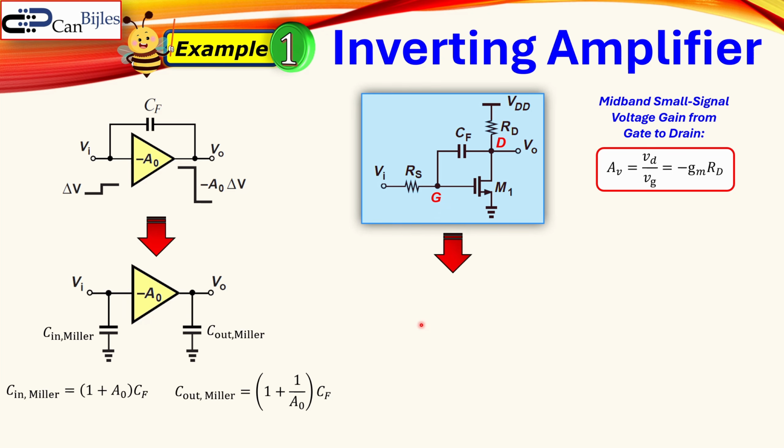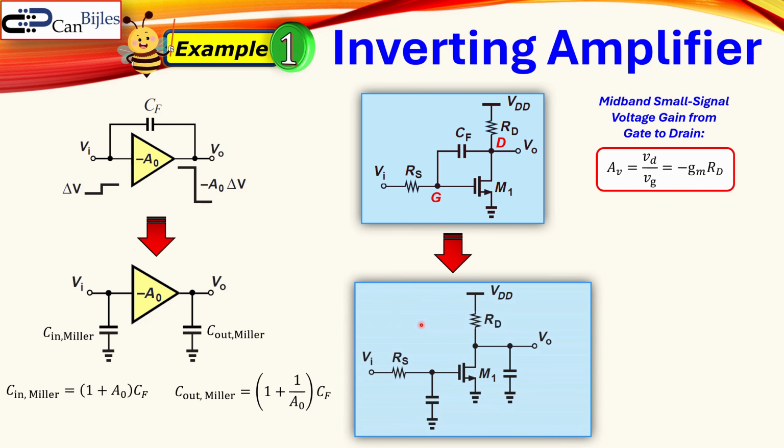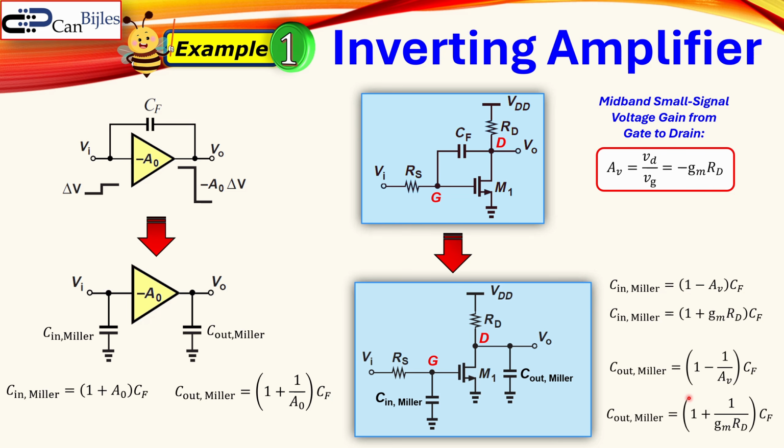Now if we go down here using Miller's theorem, we will get this circuit, which now has two capacitors instead of this floating capacitor between the gate and the drain. That will be the input Miller and the output Miller capacitors, given by this formula. Again, here we see that the AV is negative in this case, so we will have 1 plus this gm RD, and it depends on the resistor RD and also on our transconductance gm. And we have here the formula for the C in Miller, and the C out Miller is given by this formula.